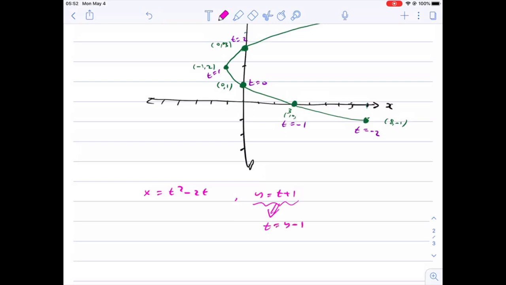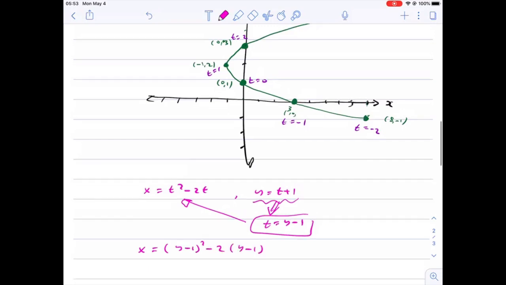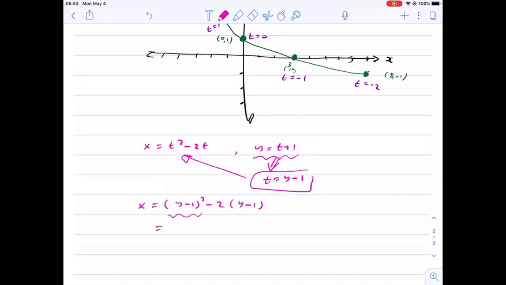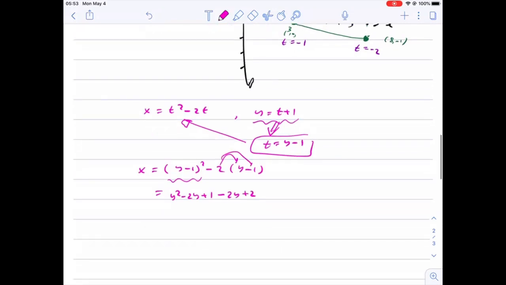t is y minus 1. And if we know that t equals y minus 1, we just plug in here. We get x equals, instead of t, we have (y minus 1) squared minus 2 times (y minus 1). And then we simplify. This is y squared minus 2y plus 1 minus 2y plus 2. So x is y squared minus 4y plus 3.